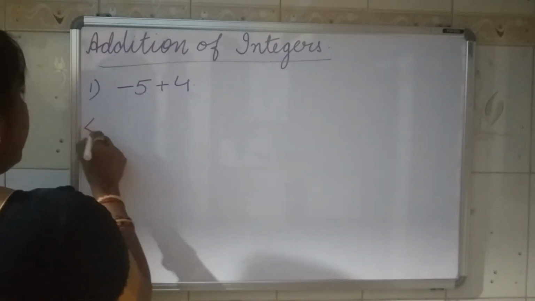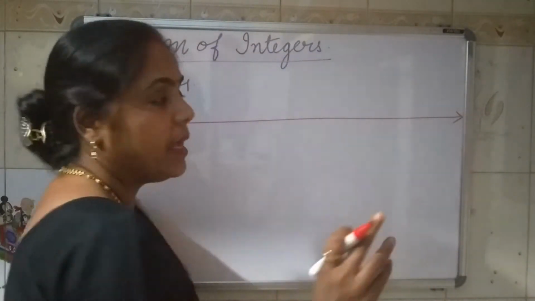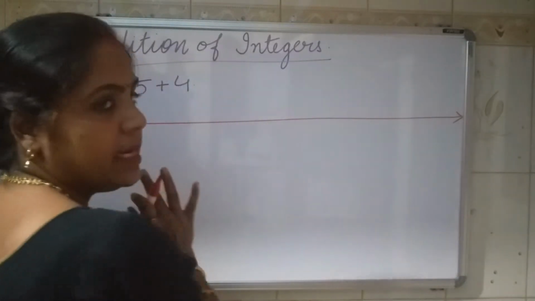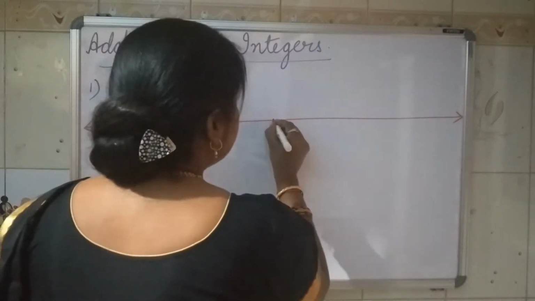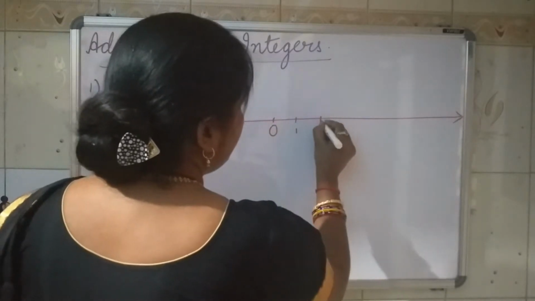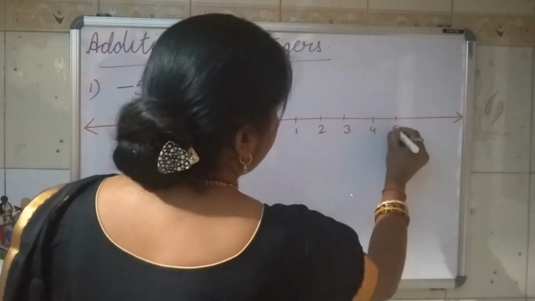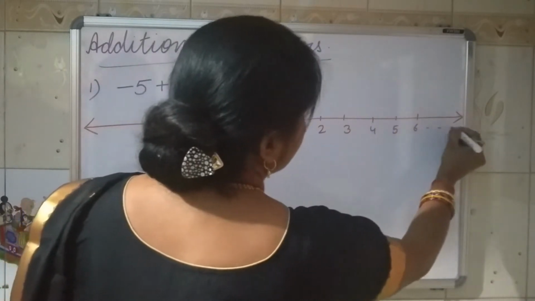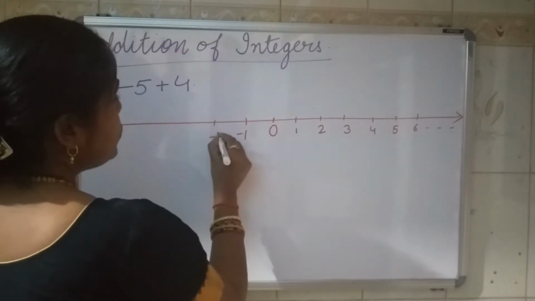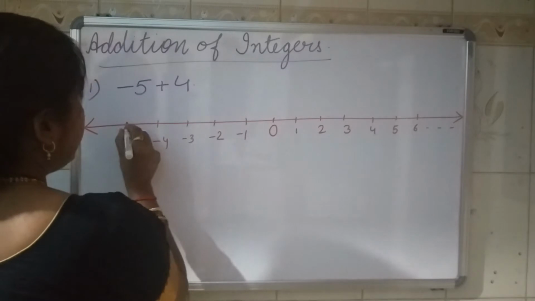We have to draw one number line. When you are drawing the number line, make sure there will be no end point, so you have to make an arrow on both sides. Then begin with the number 0, 1, 2, 3, 4, 5, 6 and so on. And this side also minus 1, minus 2, minus 3, minus 4, minus 5.